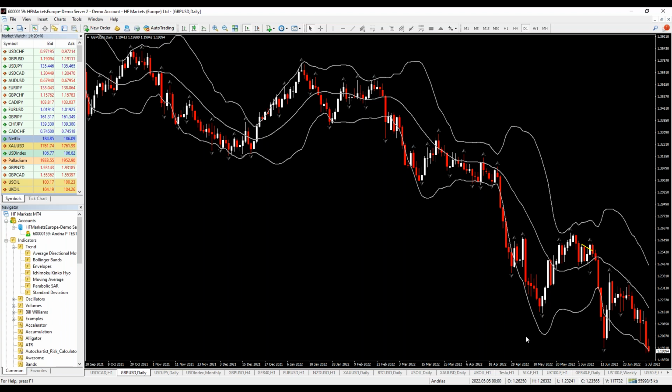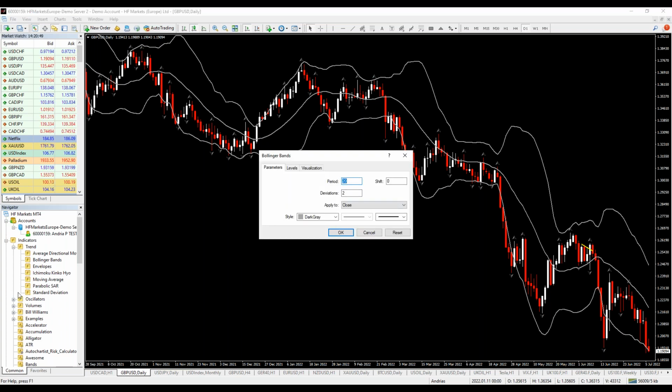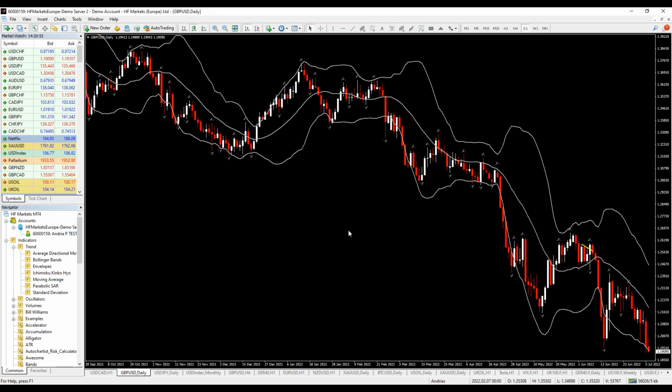What you should do most of the time is first try the default setting, which is the one that I'm using, 20 and 2. So if you drag and drop your Bollinger, that should be the default settings. And if the default settings don't fit, you can amend it.